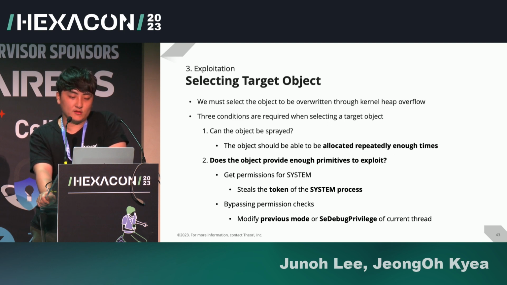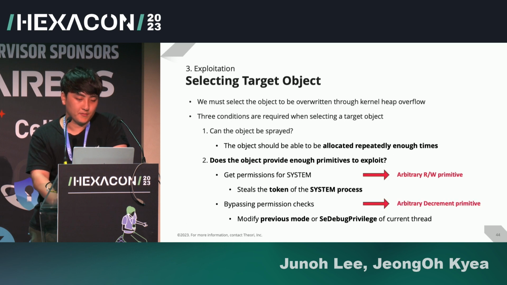The second way is to bypass the permission check in the kernel. This method includes changing the previous mode of the current thread to kernel mode or setting the bit of SE debug privilege. The primitives required for each method are as follows.